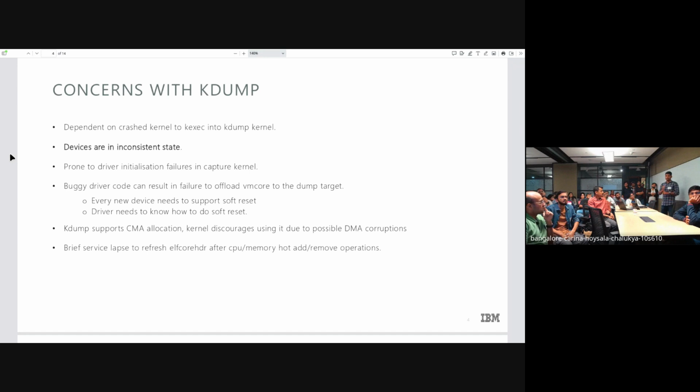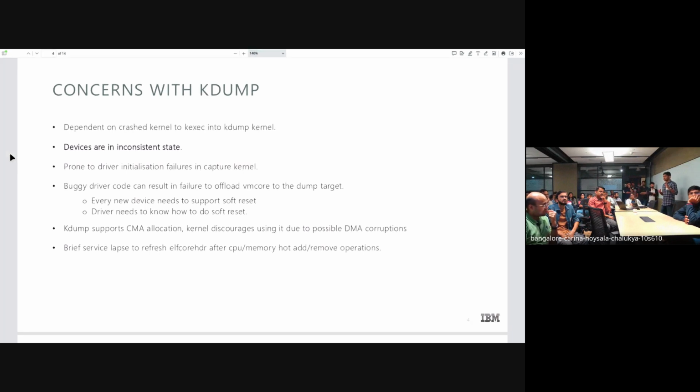There is one way the kernel suggests to reset those devices: in the second kernel, you pass a kernel parameter to reset devices. But even that has issues, because to reset the devices or device drivers in the second kernel, you need support for something called soft reset. Soft reset is where you are resetting the device, but you are not doing a power off, power on cycle. You're just resetting the device state. That may not always be there. For new devices, it won't be there.